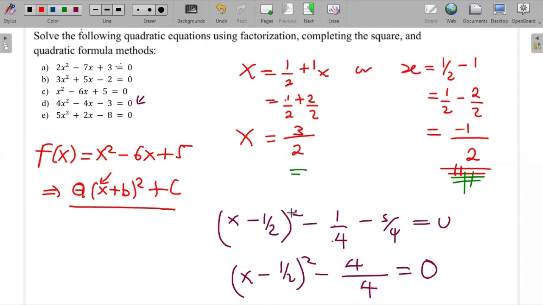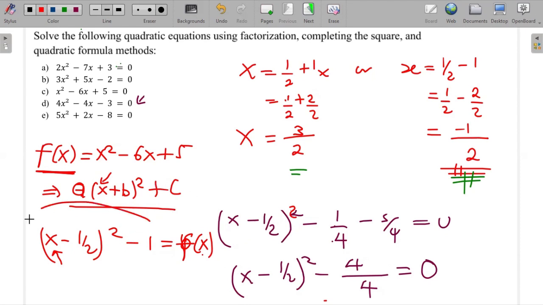So you can see in the process of solving this equation using completing the square, what we had there was (x minus 1 over 2) squared minus 1 equals 0, right? So if there's a 0 there, then it is an equation. We're trying to solve for x. But if there's no 0, meaning there's f of x there, imagine we've put f of x here, then it will mean that I've expressed that f of x in the form a(x plus b) squared plus c. You can see that's what I have there.